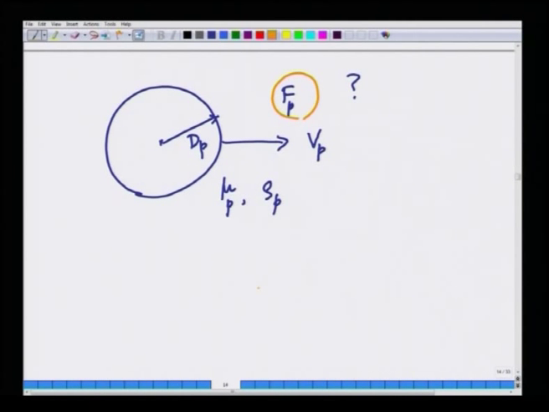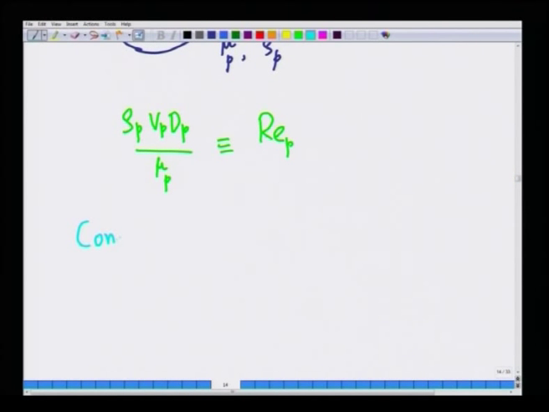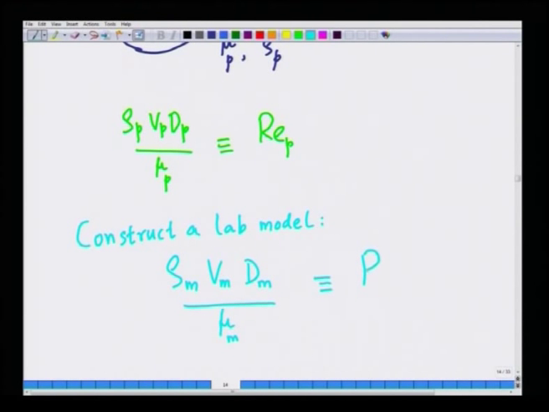Now, in order to do this, we can scale down the problem in the following way. First, compute the Reynolds number, rho p v p d p by mu p, of the prototype. This is the non-dimensional group called the Reynolds number, which we have encountered before. Now, construct a laboratory model in which you choose a liquid that is conveniently available to you, a model liquid with density rho m. You choose a velocity that is feasible to you, choose a sphere of diameter that is feasible to you, in such a manner that this Reynolds number is identical to the prototype Reynolds number. Re model should be equal to Re prototype.